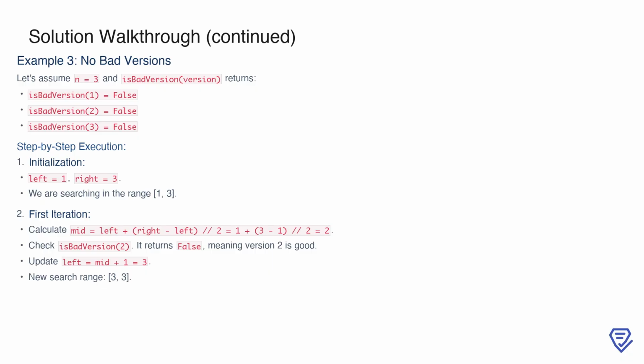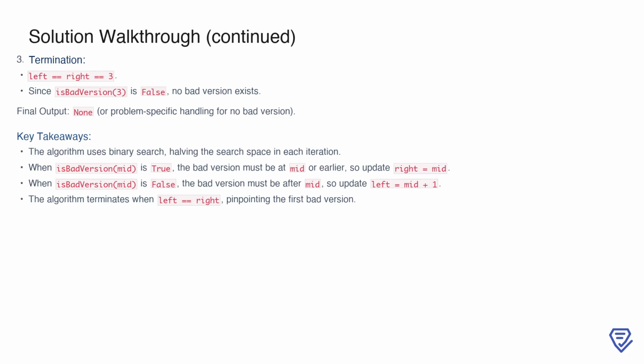Since there are no bad versions at or before mid, we update the range by setting left equals mid plus 1, narrowing it to 3, 3. At this point, left equals right, both pointing to version 3. However, since isBadVersion(3) is also false, it confirms that no bad versions exist within the given range. The algorithm handles this situation by returning None or another problem-specific value to signify that there is no bad version.